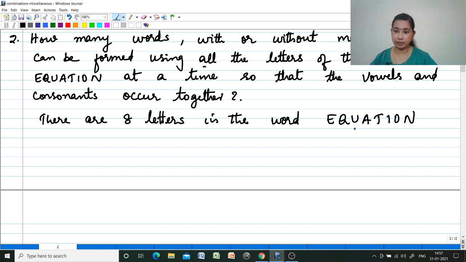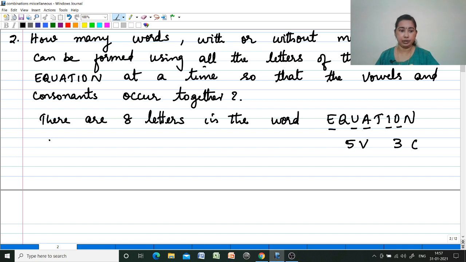And how many vowels are there? 1, 2, 3 and 4 vowels are there: U, A, I, O, and the remaining are consonants. Sorry, E also is a vowel. So 5 vowels are there. Here 5 vowels and 3 consonants are there. And these 5 vowels, in how many different ways can we arrange them? The vowels should be together, the consonants should be together. So 5 vowels can be arranged in 5 factorial ways, that is 5P5.